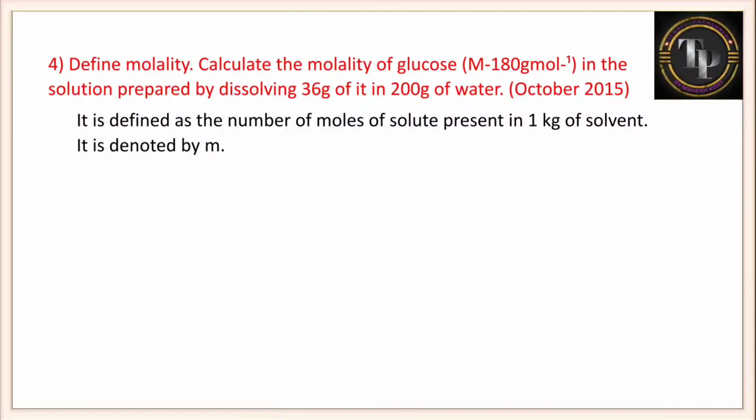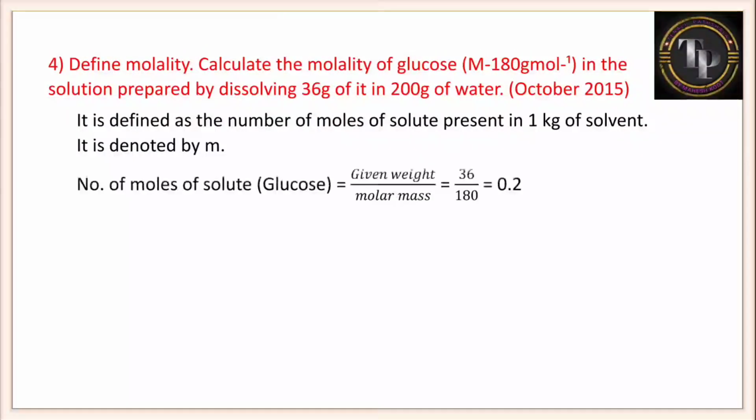What is molality? The number of moles of solute present in 1 kg of solvent. So don't get confused between molarity and molality. See guys, first we have to calculate the number of moles of solute. Solute here is glucose. The formula is given weight divided by molar weight. Given weight is 36 gram, molar mass of glucose is 180, so you will get 0.2. This 0.2 is the number of moles of glucose present.